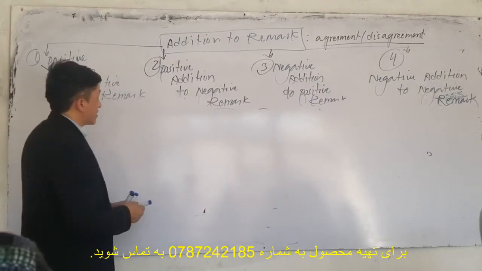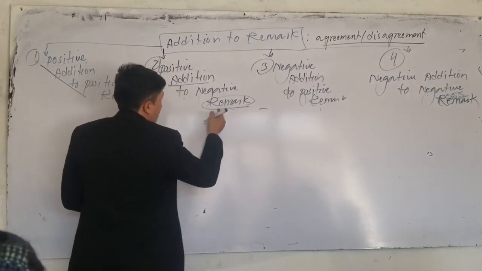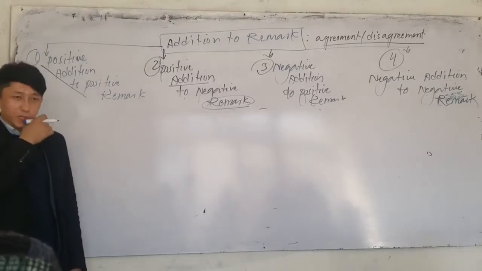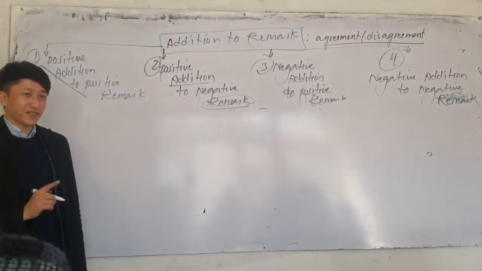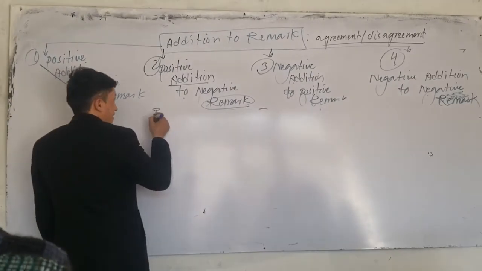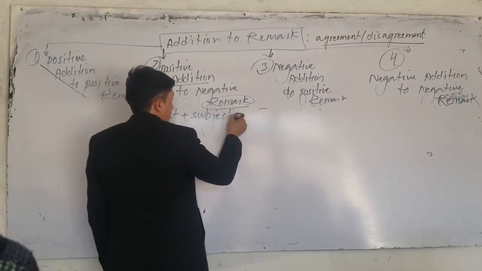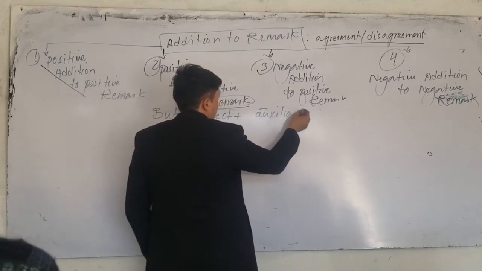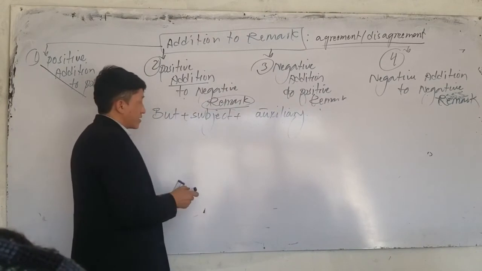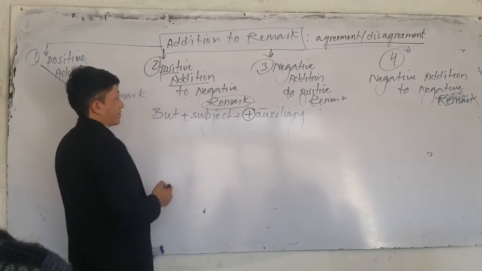Then the next structure. If addition is positive, but this remark is what? Negative. What should I do here? Tell me the structure. It has only one structure. So first we use but. After but we use subject. After subject, what should I use? We use auxiliary verb. Should I use a positive auxiliary verb or a negative auxiliary verb? In this sentence, I have to use which auxiliary verb? A positive. Why? Because addition is positive.